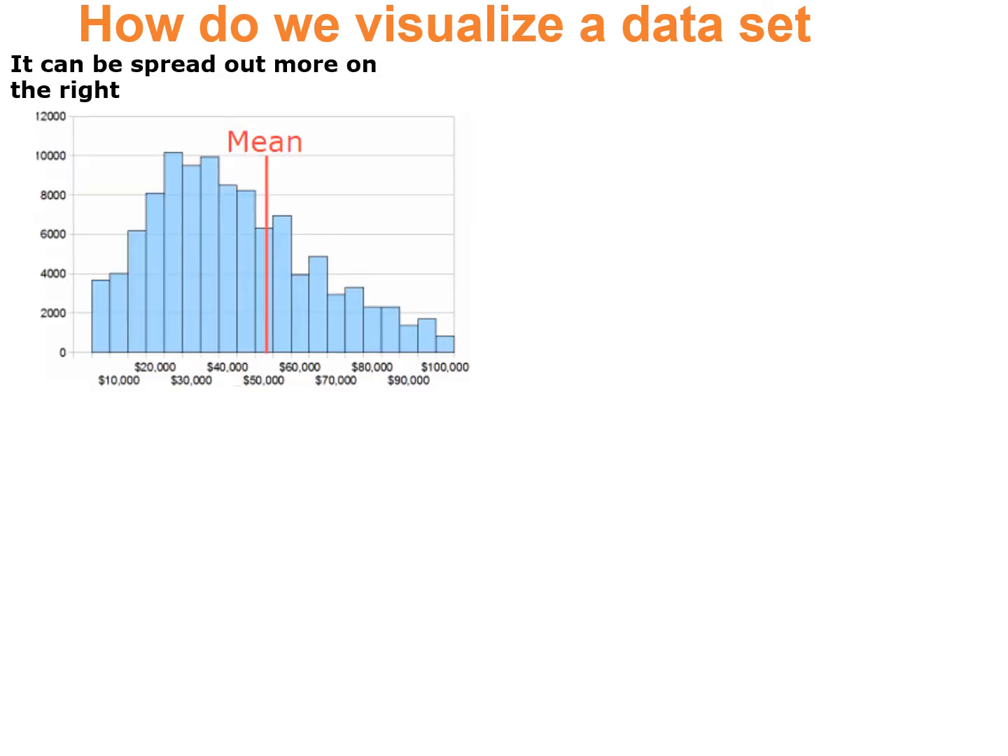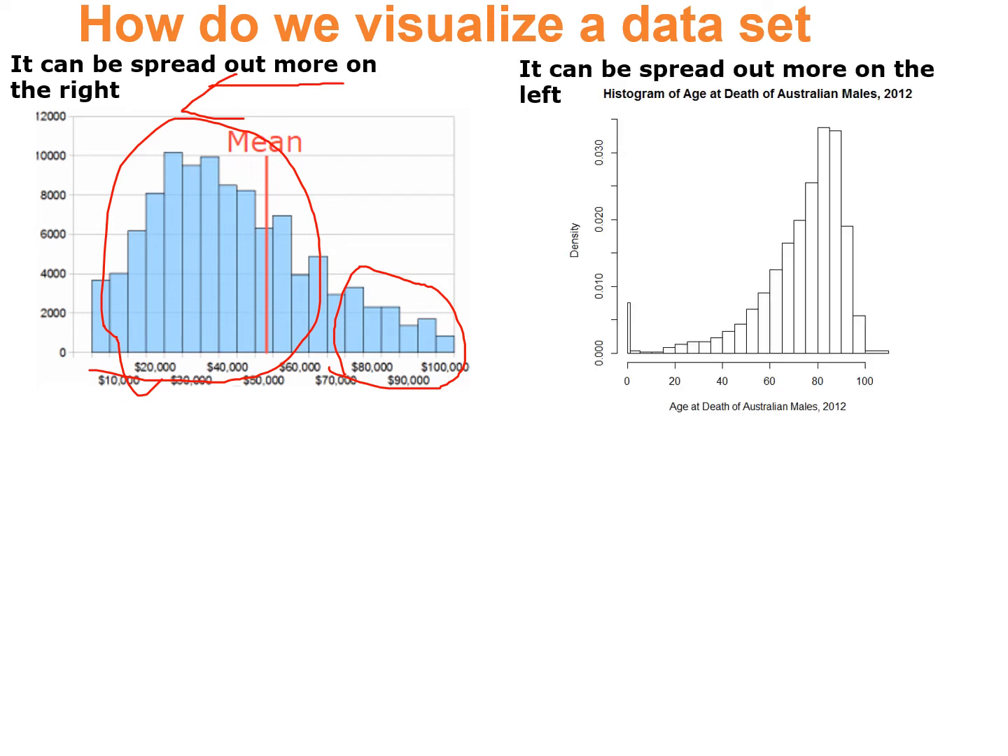So here are some examples of non-normal data sets, or how we might visualize them. If something is more spread out on the right, like in this case, we've got salaries. We'll have a lot of salaries down at the bottom and a few salaries going up to the CEO and the management. And the mean salary is somewhere here, but it is more spread out on the right. So lots more examples on the right. That is one way, and it could be spread out more on the left. Not very many men die in Australia when young, but once you get up to the 70, 80 range, then lots of people are dying in that zone, and then very few people make it to 100. So that is spread out on the left.